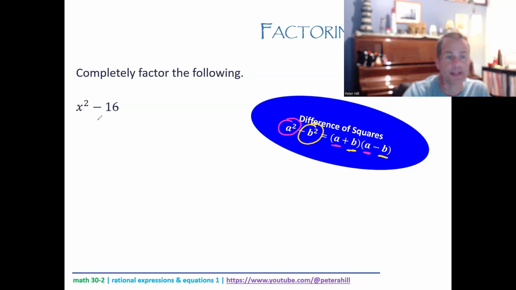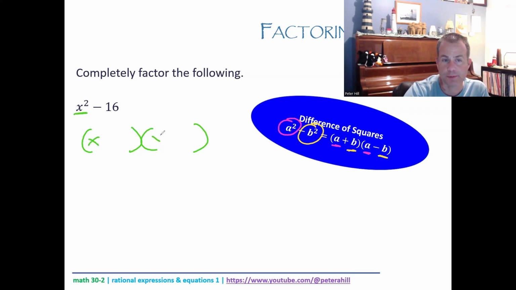So if I set that up for this one, I know I'm going to have two binomials multiplied by each other. The first term is the square root of x squared, so that would be x. The second term is the square root of 16, so that would be 4. And then one of them gets added and one of them gets subtracted. Okay, that's not scary, right?